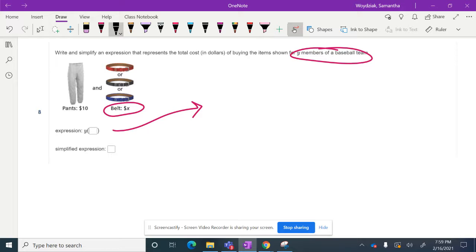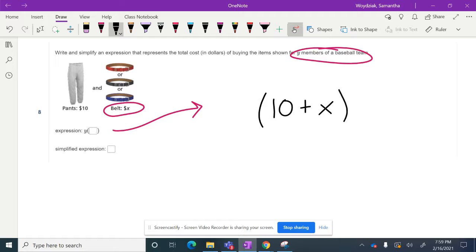And a lot of us want to go ahead and multiply that together, but think about it. Let's say you buy a pair of pants for $10 and you buy a belt for $5. Together, you would be spending $15. You won't be spending 10 times 5, which is $50, right? So we know that we're going to take the cost of these two items together, which is 10 plus X, right? And however many people there are, we're going to multiply by that.